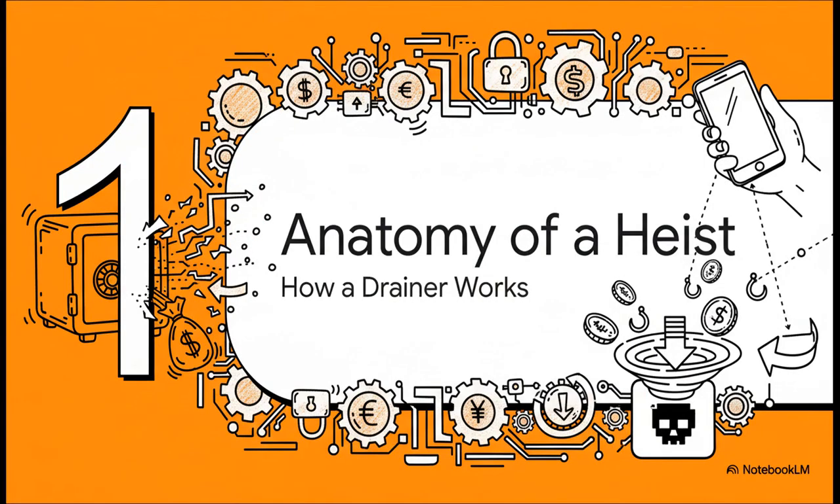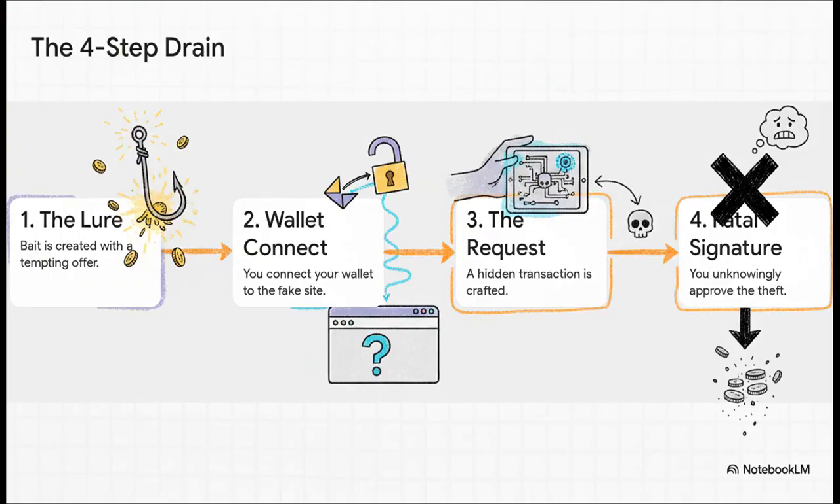So how in the world do they pull this off? Let's get into the nitty-gritty. We're going to walk through the entire anatomy of this digital heist, step by step, so you can see exactly how a moment of excitement turns into a complete disaster. The whole attack really unfolds in 4 main stages. It all starts with a really tempting lure, then moves to what looks like a totally normal wallet connection. After that comes the malicious request, and it all ends with one final, fatal signature.